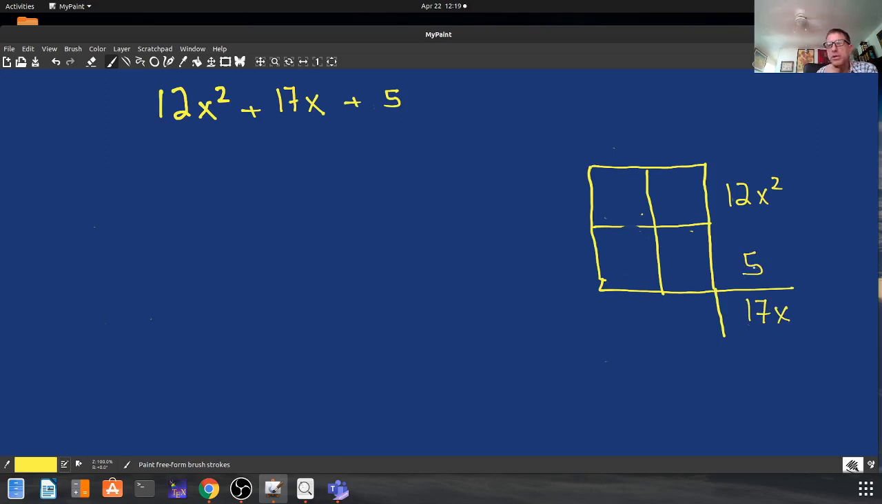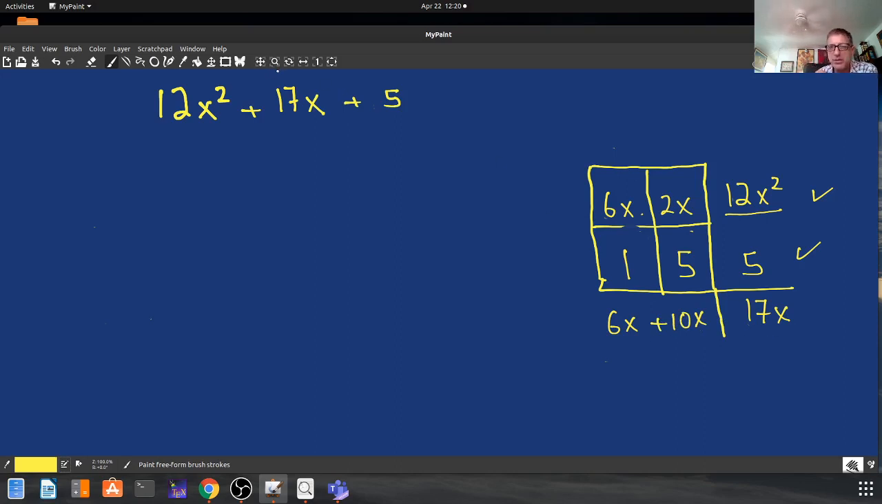Well, what's cool about it here is that our constant term is 5. So my only choice there is 1 and 5. So now I'm going to mess around with factors of 12. Well, let's try 6x and 2x. So this is not so bad after all. 6x and 2x gives me 12x squared. 1 times 5 gives me 5. 6x times 1 is 6x. 2x times 5 is 10x. That's close, but not quite there.